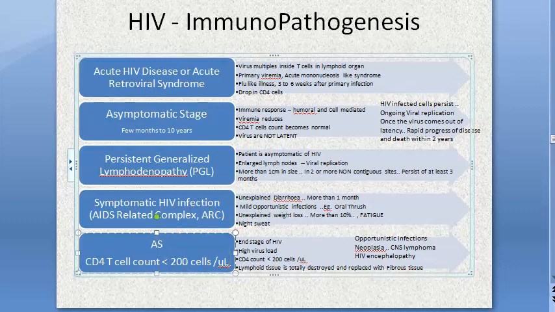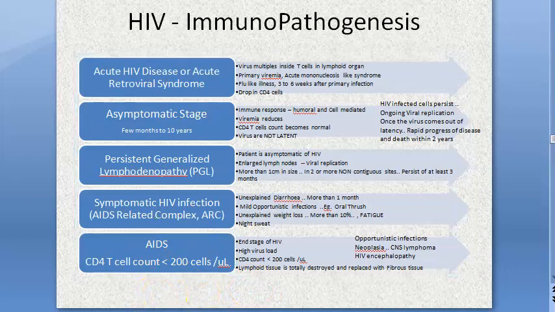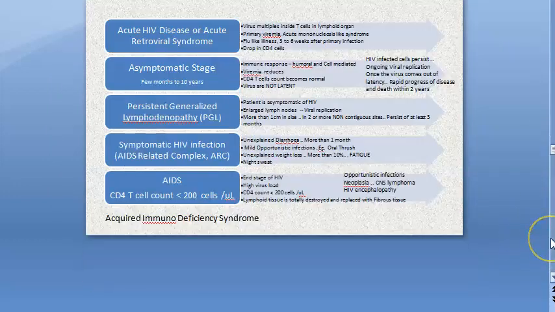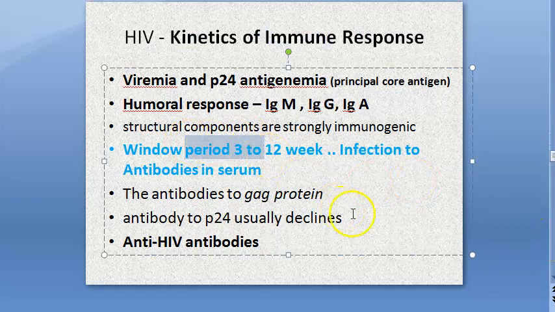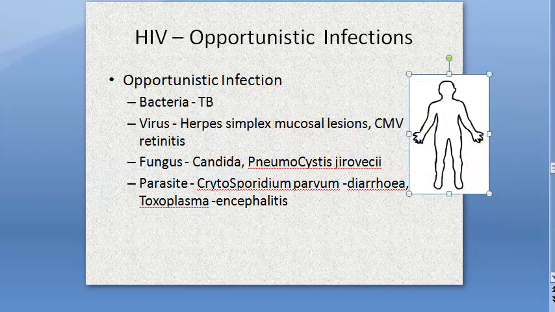What is AIDS? That itself we didn't write here. What is AIDS, guys? Acquired immunodeficiency syndrome. Okay. So that was about the immunopathogenesis. Then we saw the kinetics, where there is a window period. Then the body makes IgM, IgG, IgA, all these antibodies. Then the HIV person is prone to get these opportunistic infections.